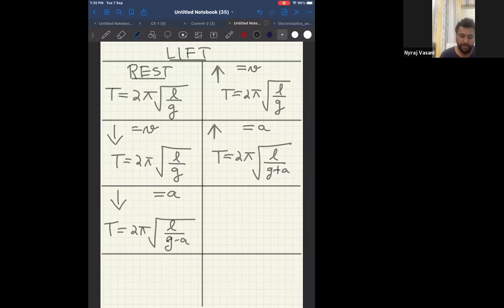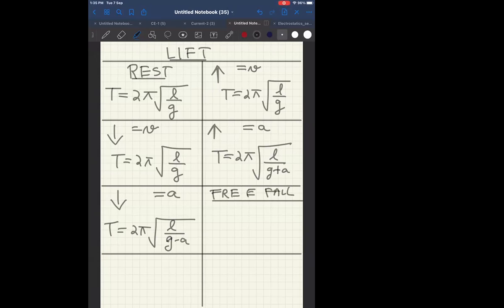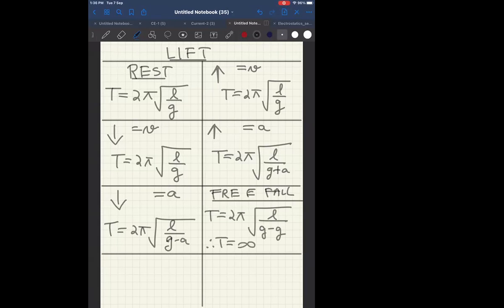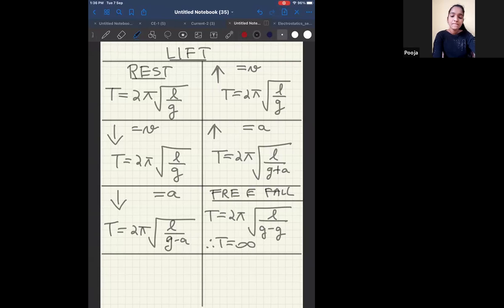And if the lift is having free fall, the time period is 2 pi under root L upon (g minus a), which is equal to 0. Infinite time period. G minus g will be equal to 0, so the time period is infinite. That means it will not oscillate.